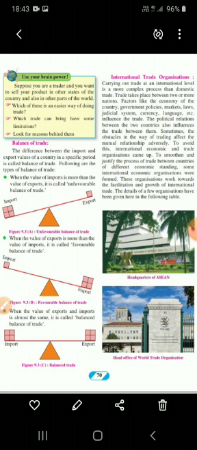Imports are greater than exports. So you can see the seesaw type figure 9.3. It is very clearly given. You can understand here that in figure 9.3 A, import is going down and import is heavy. You can see 4 squares are given and export is very less. Understood? So here import is much more than export. So this is unfavorable balance of trade.